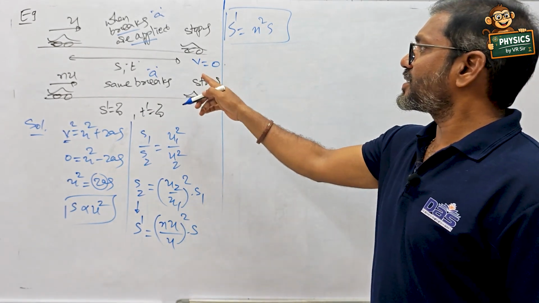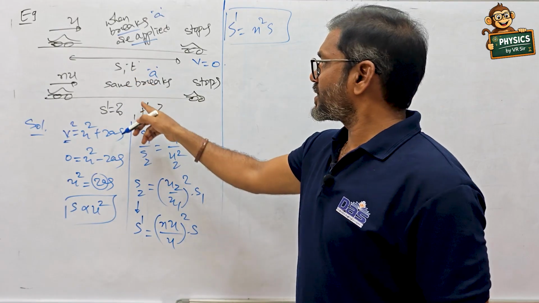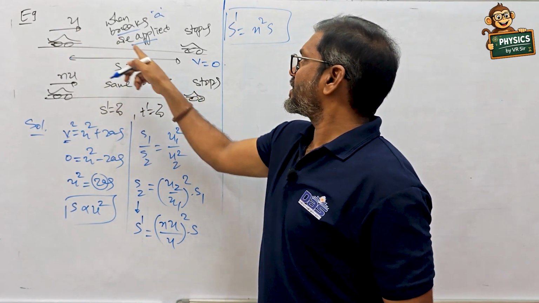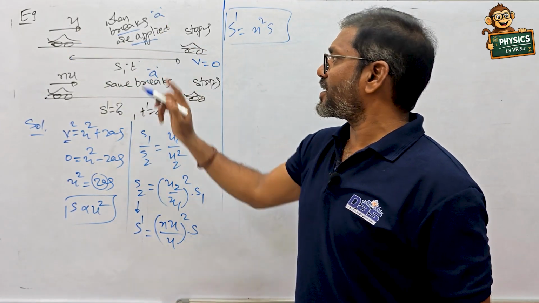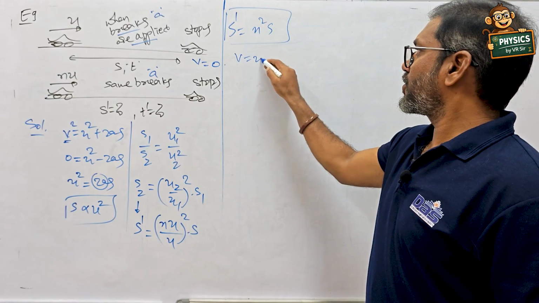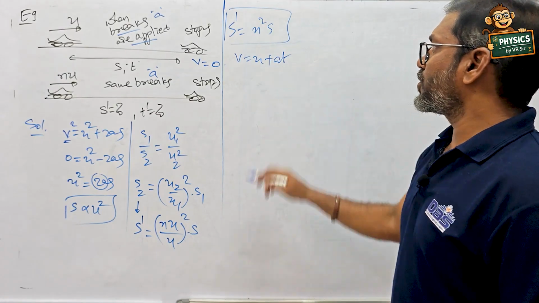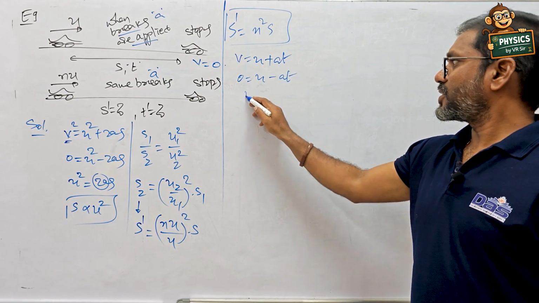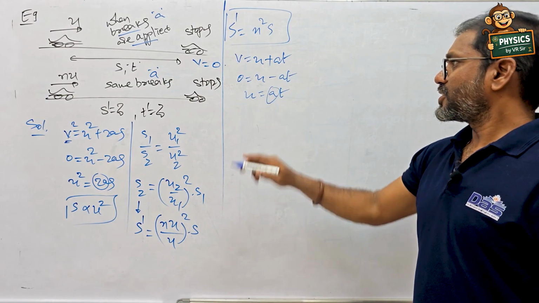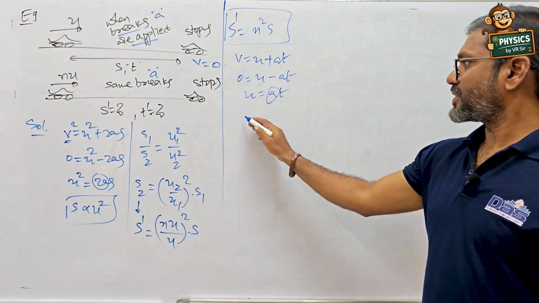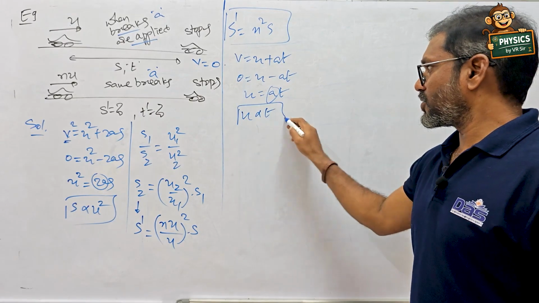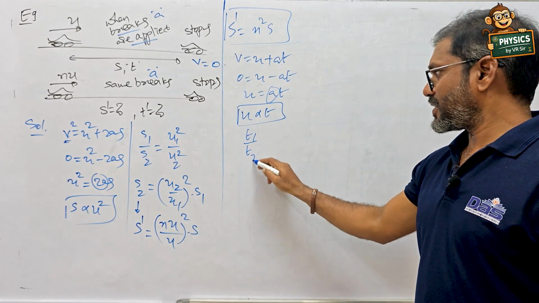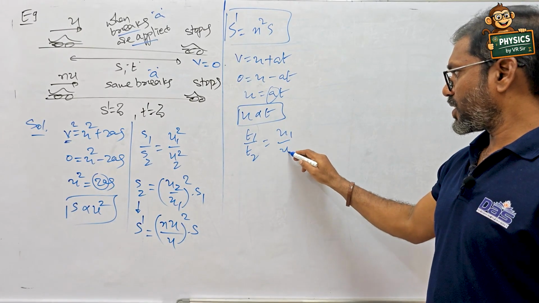Now in the second case, what is the time? The connection with time is nothing but initial velocity, final velocity, acceleration and time. So what is the formula we should use? Use v is equal to u plus at. So 0 is equal to u minus at. So u is equal to at. Acceleration is the same for both the cases. Therefore u is directly proportional to t. So we write t1 by t2 is equal to u1 by u2.